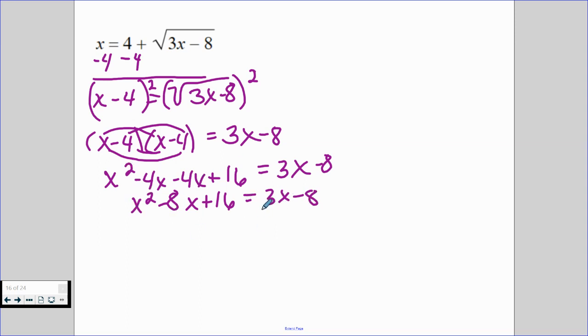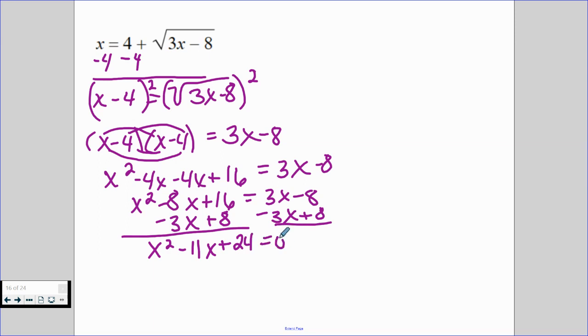Again, we want our a to be positive if we can. It makes it easier when we are factoring, if we can factor it, and this one we can. So we'll see that in a second. So we get x squared minus 11x plus 24 is equal to 0.